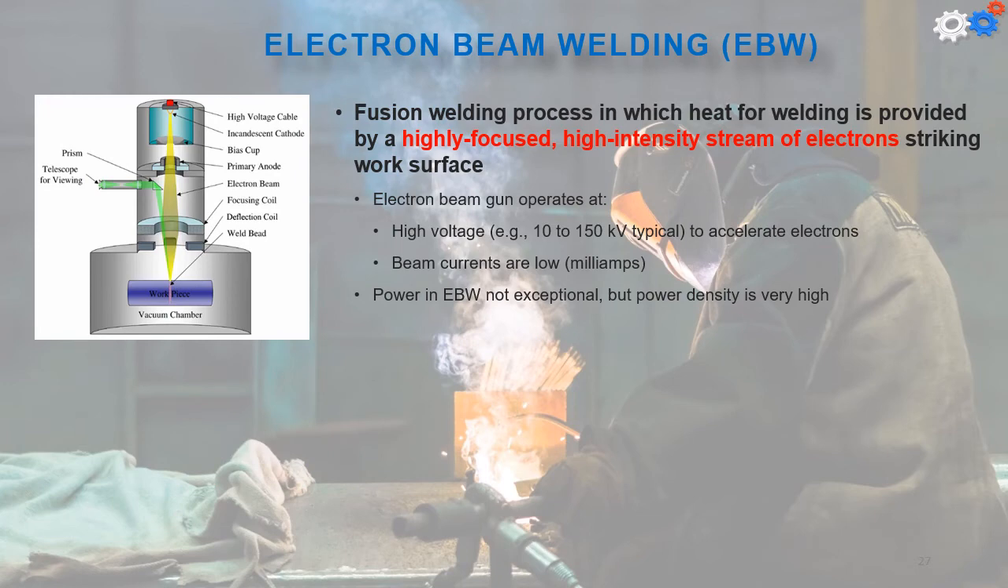Electron beam welding is a fusion welding process in which the heat for welding is provided by a highly focused, high-intensity stream of electrons striking the work surface. The electron beam welding gun operates at a high voltage to accelerate the electrons. The beam currents are low, and the power in electron beam welding is not exceptional, but the power intensity is very high.